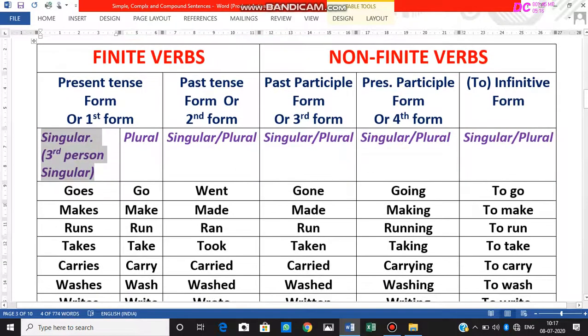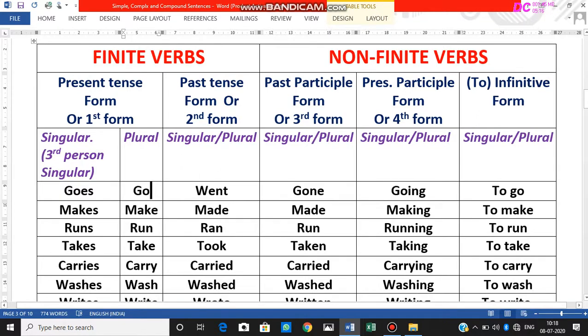The present tense form has two subcategories. Number one is singular, and it is not called simply singular, it's called third person singular. The second category is plural form. A verb without S or ES is always a plural verb. Go is the base verb, and its singular form is goes.